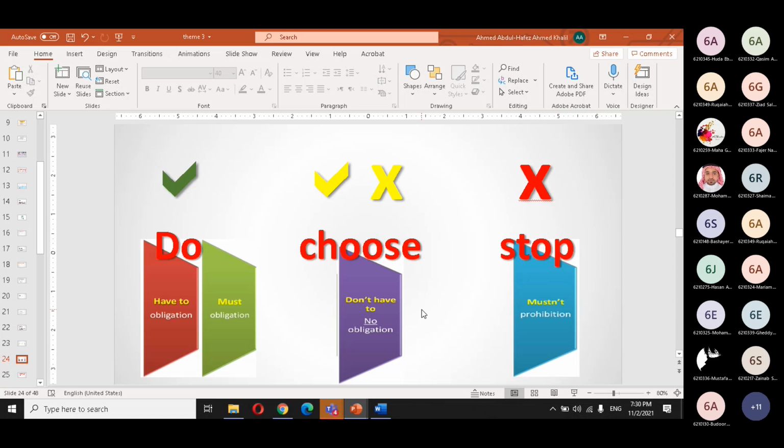You are free to do or not to do. Like what? When we say today is a holiday, today is Friday, I don't have to get up early. If it is Friday, you don't have to get up early. If you get up early, it's okay, you are free. If you get up a bit late, it's okay, no problem. So you choose. It's not necessary. هنا ما في إلزام ولا في إجبار، أنت اللي بتقرر. Okay?